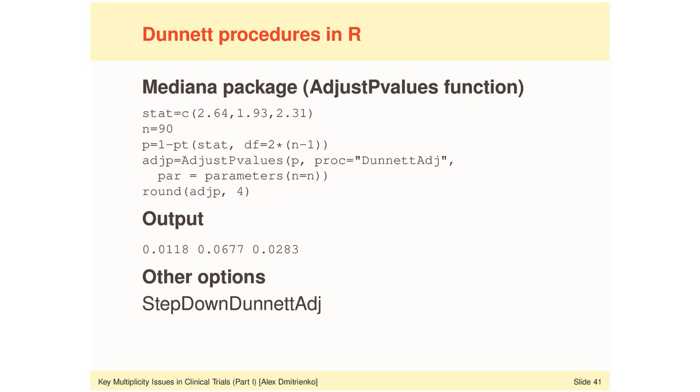It's easy to verify this, and this function also supports computation of adjusted p-values using the step-down Dunnett procedure. To request this procedure, we need to set the proc parameter in the adjust p-values function to the keyword listed at the bottom of this slide.